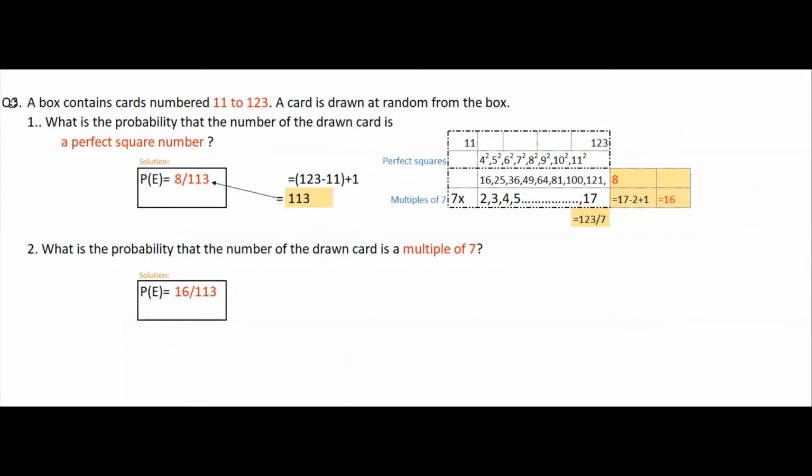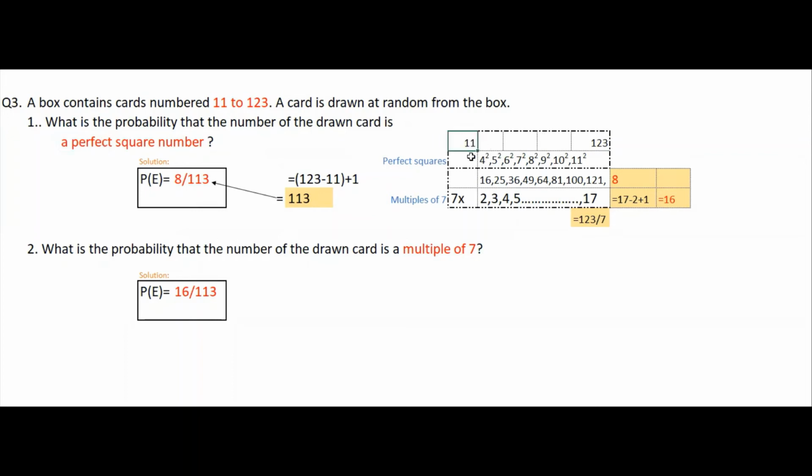This is the third question. Here the problem is: a box contains cards numbered 11 to 123. A card is drawn at random from the box. What is the probability that the number on the drawn card is a perfect square number? So here there are some cards, numbered from 11 to 123. You have to find the cards which are perfect square numbers.